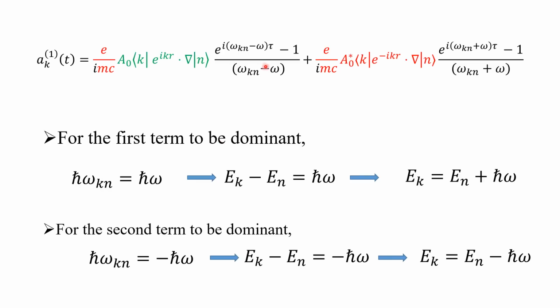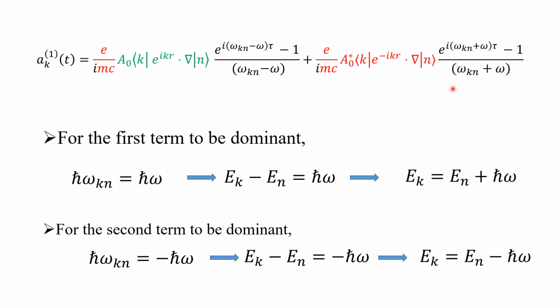For the first term to be dominant, you can see omega kn must be equal to omega. That is, h cross omega kn is equal to h cross omega. This h cross omega kn is nothing but the energy for angular frequency omega kn. So this will be equal to Ek minus En, which is equal to h cross omega. From this, we can understand Ek is equal to En plus h cross omega. If we bring this En to the right hand side, that means the final energy is equal to initial energy plus h cross omega. So the energy is increased by an amount h cross omega. So this is upward motion.